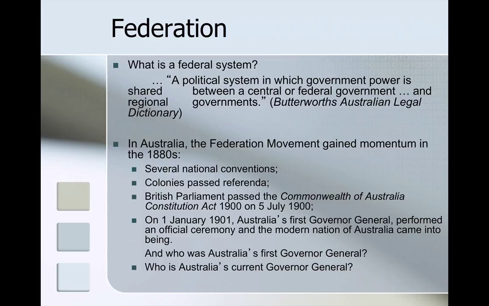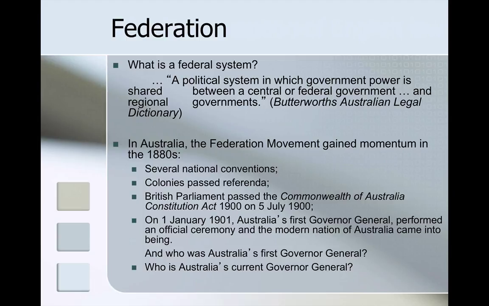Now, a federal system is a political system in which government power is shared between a central or federal government and regional governments. And so the way that this operated in Australia was that at the time of federation in 1901, they created a federal or national government and then made the various colonies the various state governments. Now, this all took place, or the movement towards this all took place, in the preceding 2 decades or so. The federation movement gained momentum in the 1880s.